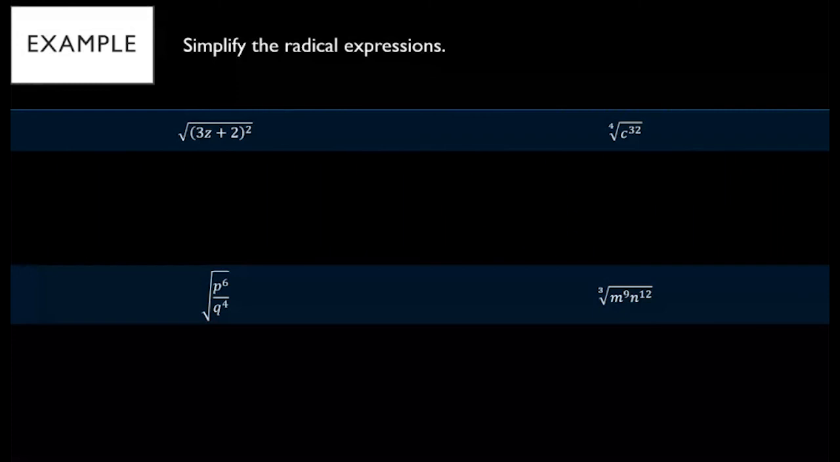So top left here, I've got the square root, and then in parentheses 3z plus 2. So that still cancels out. Even though we've got this plus thing, we've got something in parentheses squared. So that gets canceled out by the square root. And so we're left with 3z plus 2.